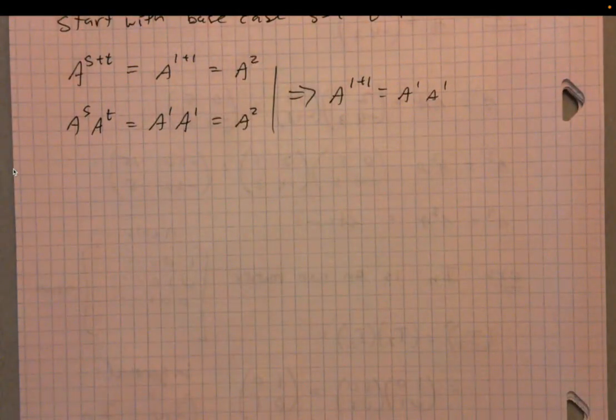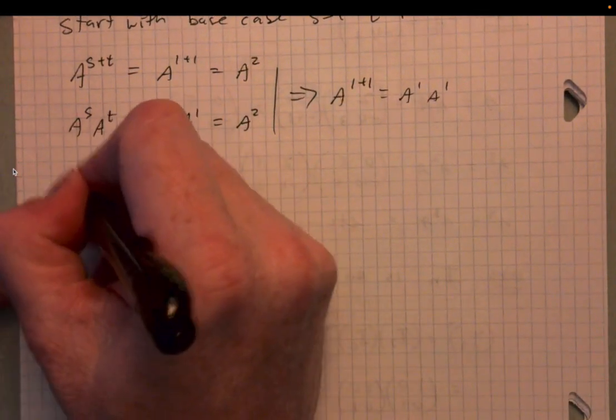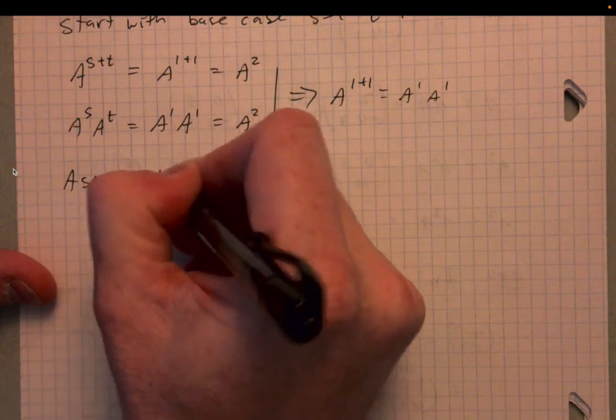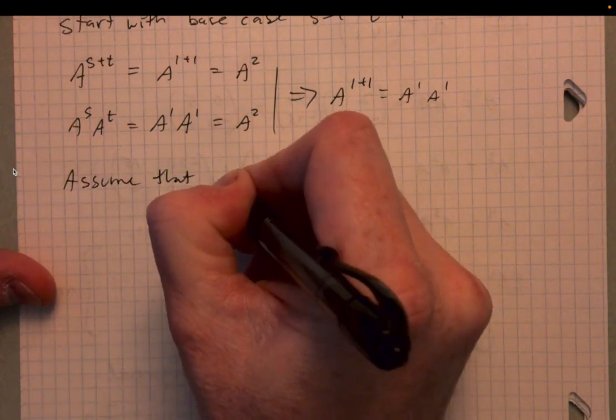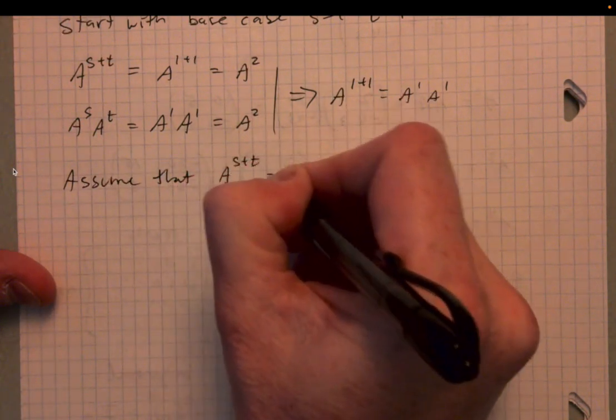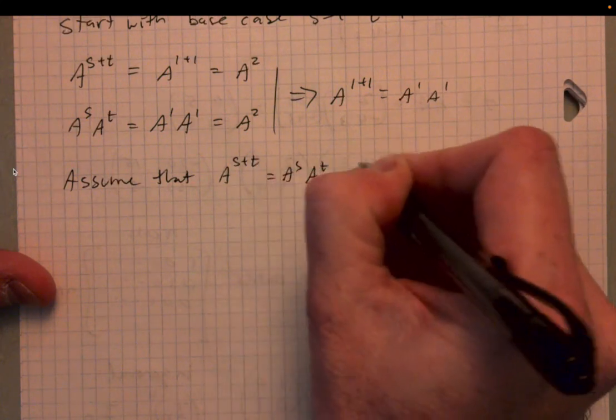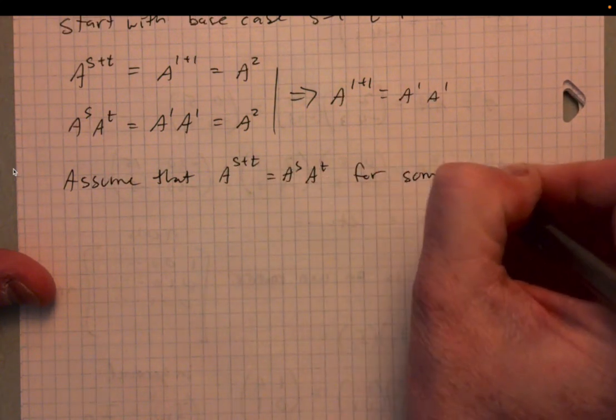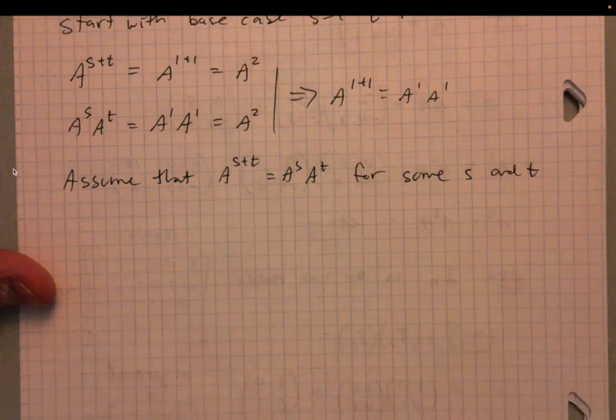Okay, now let's assume that this relationship holds for some S and T and consider the next instance. So assume that A to the S plus T equals A to the S times A to the T for some S and T.